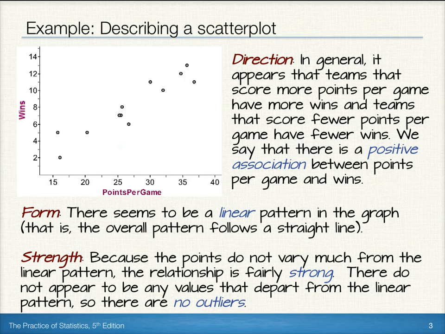For some additional practice in interpreting scatter plots, take a moment and try exercise 7.